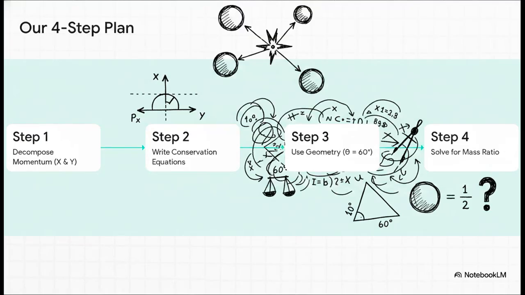Our roadmap for Part B has one very important extra step right at the beginning. Because we're now in 2 dimensions, we absolutely have to break the momentum down into its x and y components. Once we've done that, the plan is pretty much the same. Write the conservation laws, use the angle the problem gives us, and solve for the mass ratio.